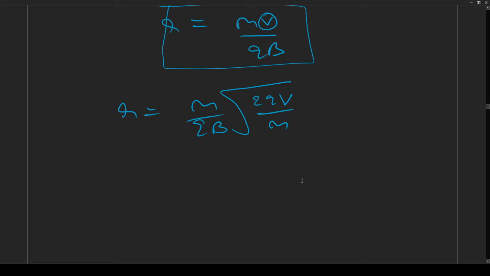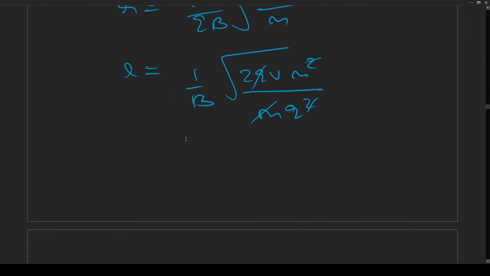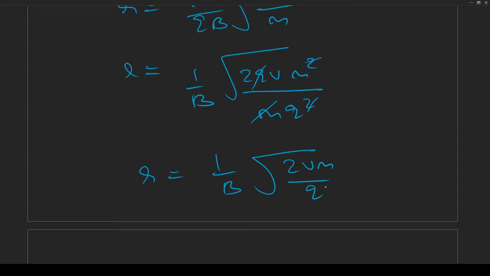And we can take them inside by writing as squares. So it will be 1 by B root of 2qVm square by m q square. So q square, q cancel, m square, m cancel, where r is equals to 1 by B root of 2Vm by q.